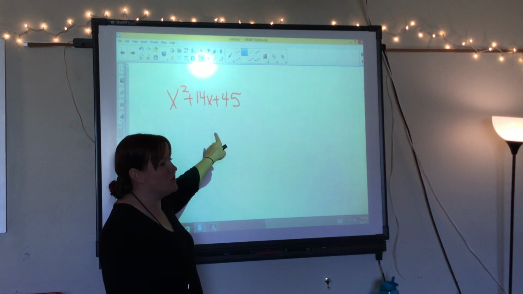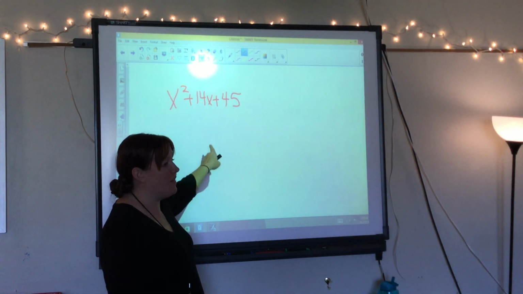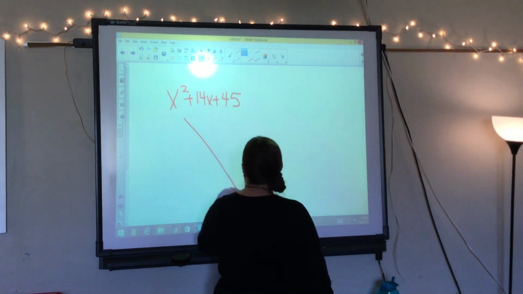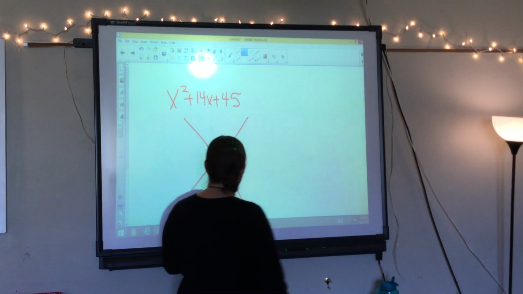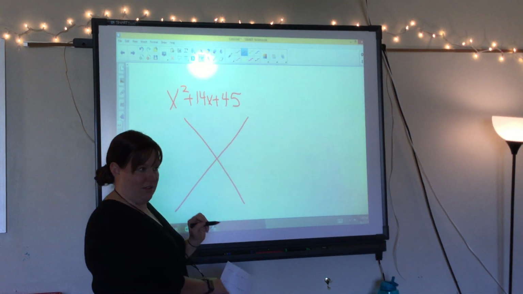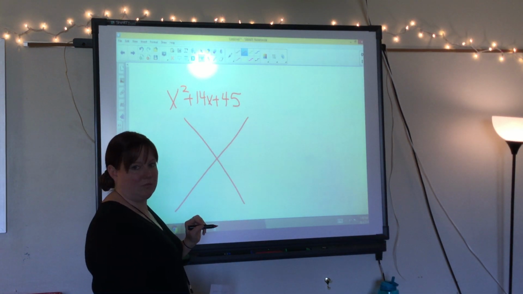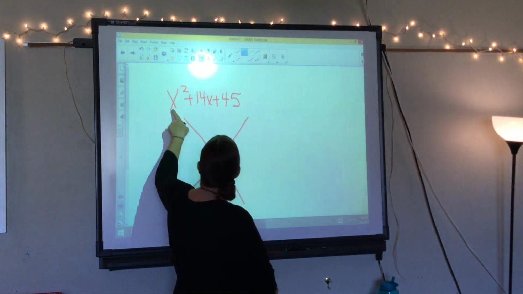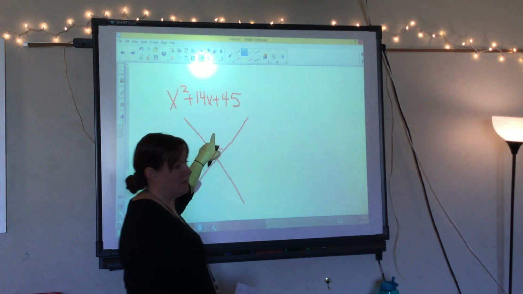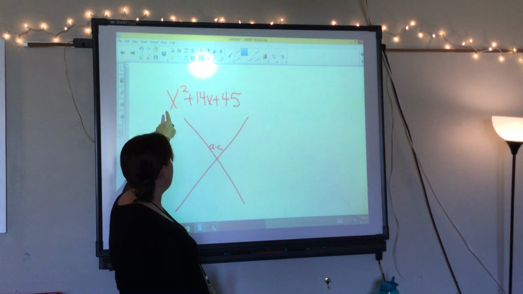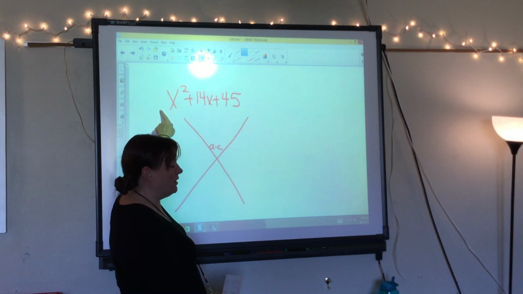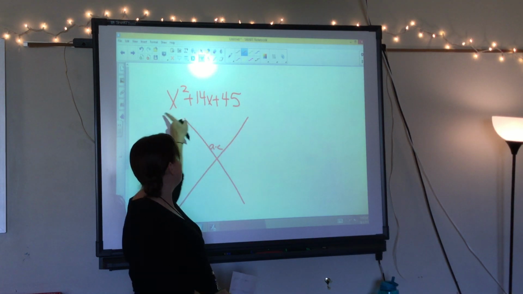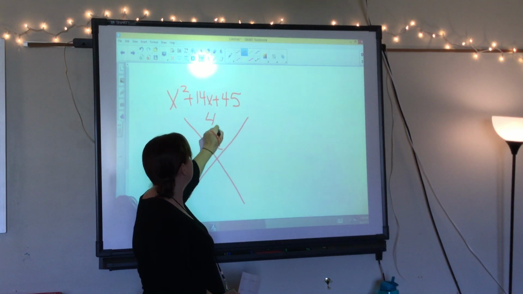You may have learned all sorts of different ways to do it, but this is how I like factoring. So when I start to factor, I draw an X on my paper. We talked about this. And then up here I put A times C. I don't think there's a C in here. Well, A is 1 and C is 45. So I have 1 times 45, so right here I'd write 45.